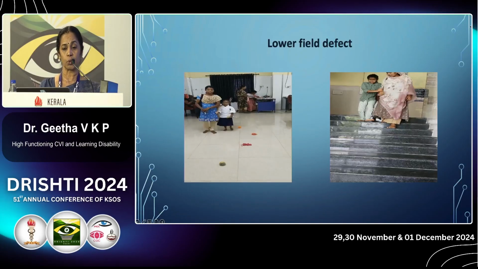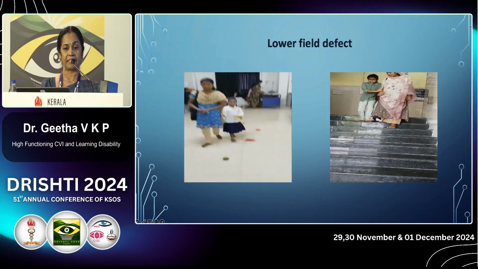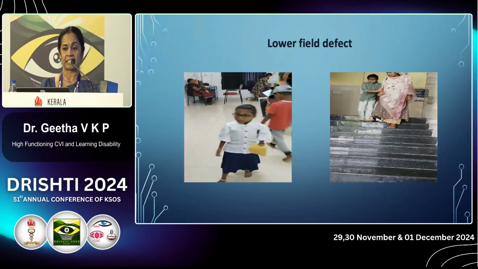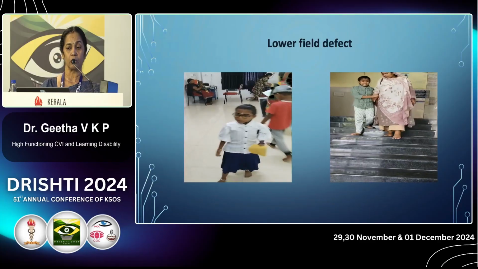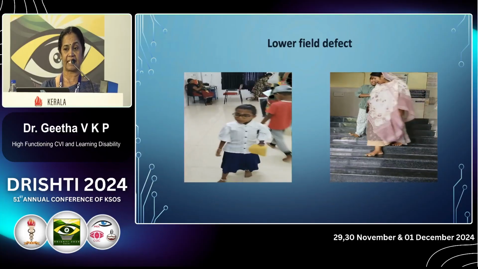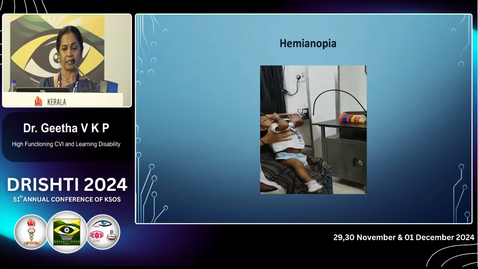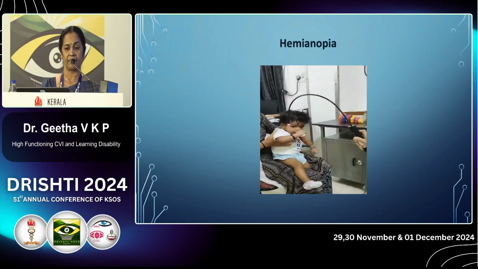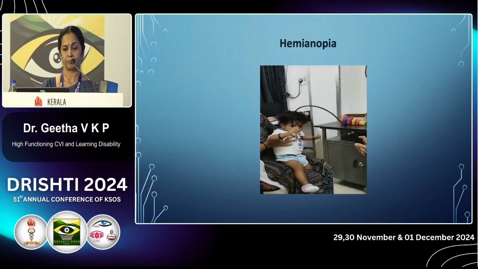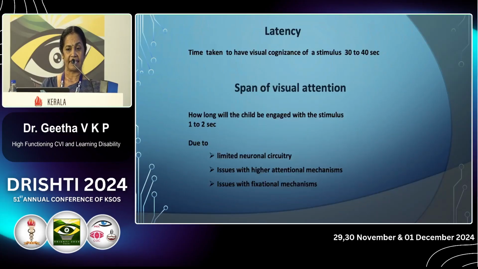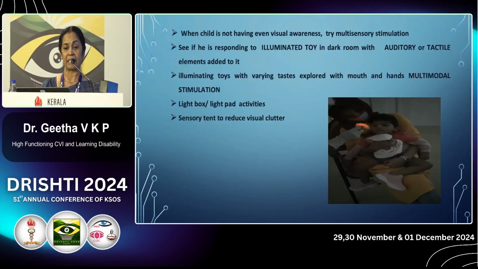And other clues, like whether the child is always clinging on to the sari, or whether the child is finding it difficult to climb the stairs, like that. See how she appreciates that heel, the movement of the heel. See. Then hemianopia. This is a child with left hemianopia. Then latency will be more, and the span of visual attention will be less.